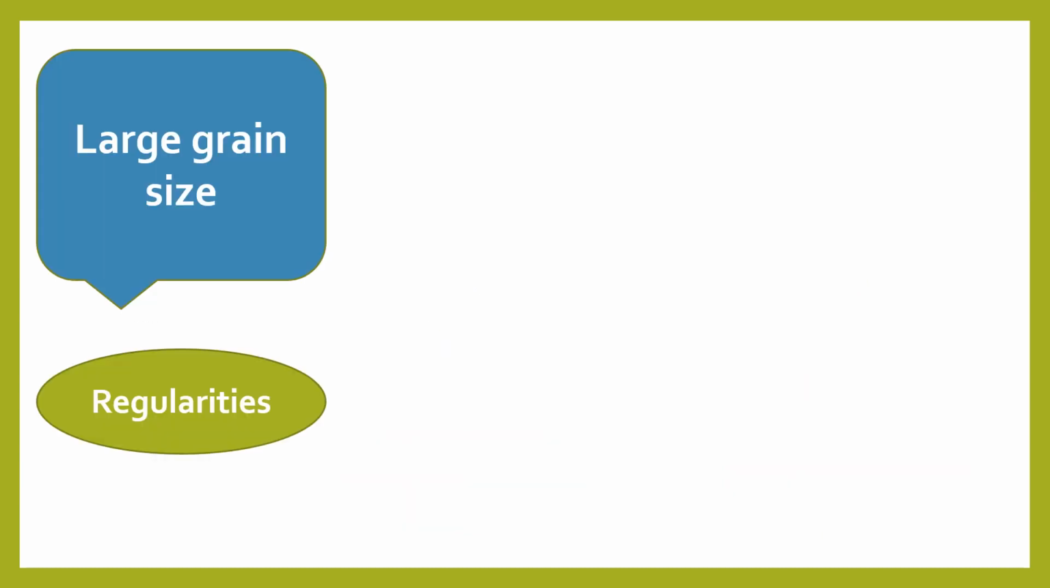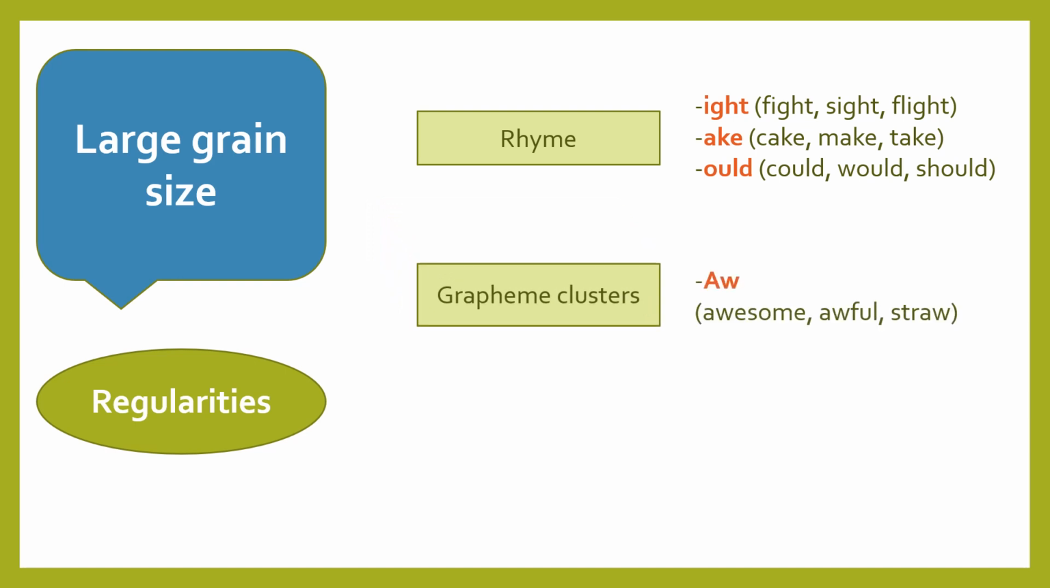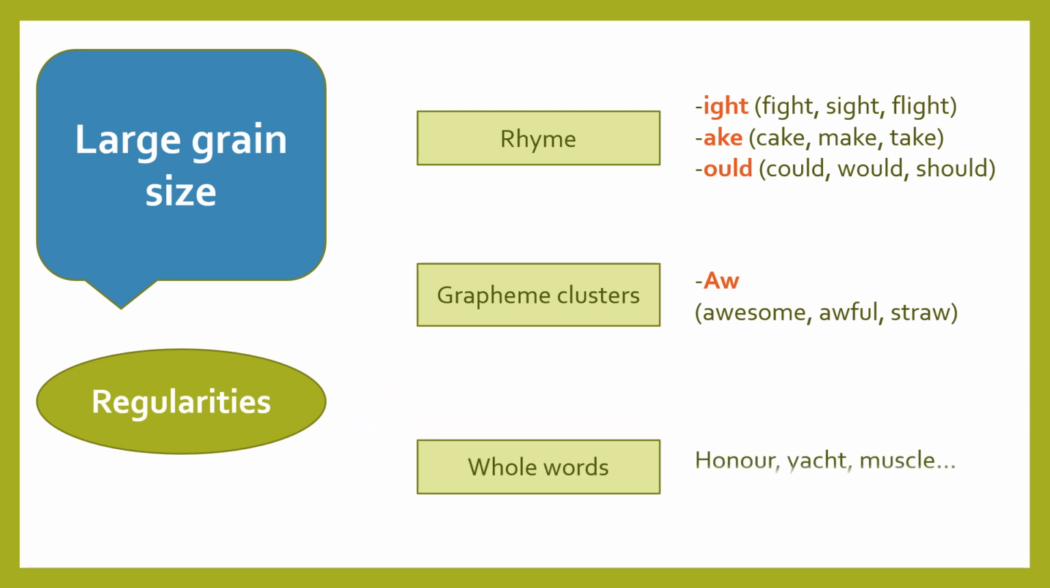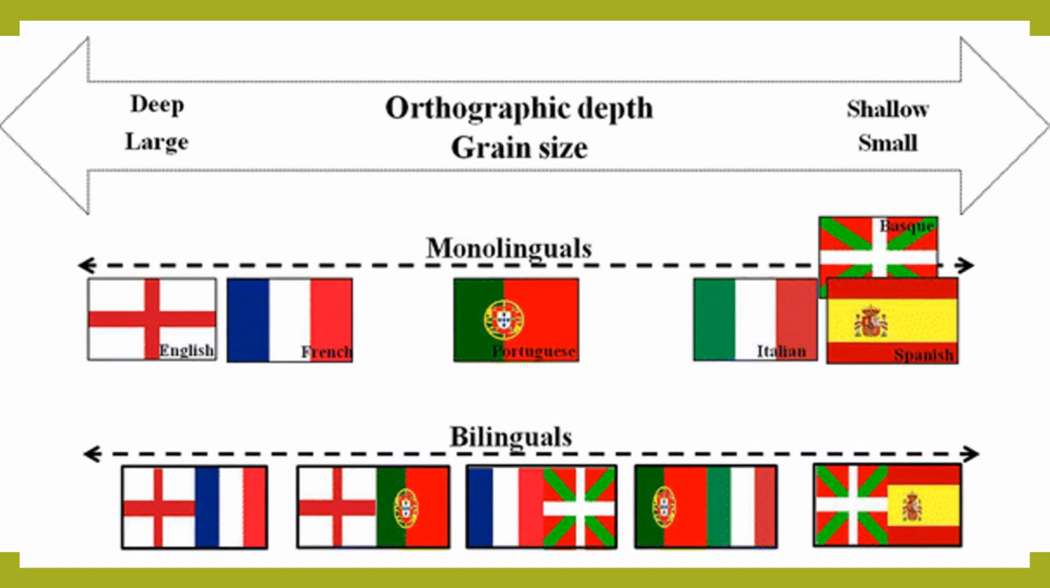When you decode words into large grain sizes, it is important to focus on the regularities. For example, you can look at the rhyme, like eit, ache, and ult, or you can take grapheme clusters like a in awesome, awful, straw. Or you have to look at whole words like honor, yad, muscle. Languages with a shallow orthographic depth that require small grain size are Spanish and Italian, for example. On the other hand, languages with a deep orthographic depth that require a large grain size are, for example, English and French.